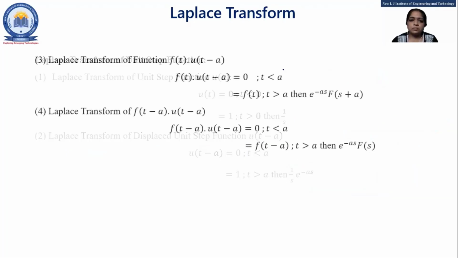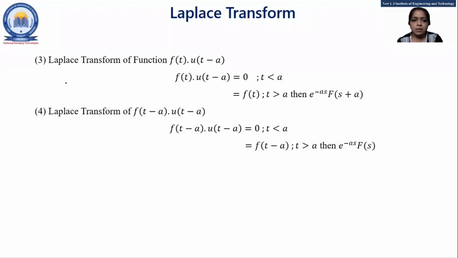Now, the next formula is the Laplace transform of f(t) into u(t minus a). See students, all these formulas will be helpful to you for solving examples. If t is less than a, your answer is 0. If t is greater than a, your answer is f(t). And when you apply Laplace on this function, your answer is e raised to minus as F(s plus a).